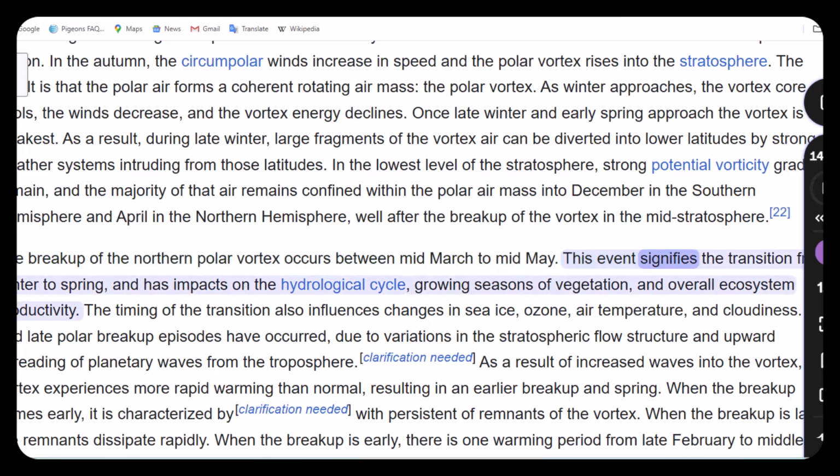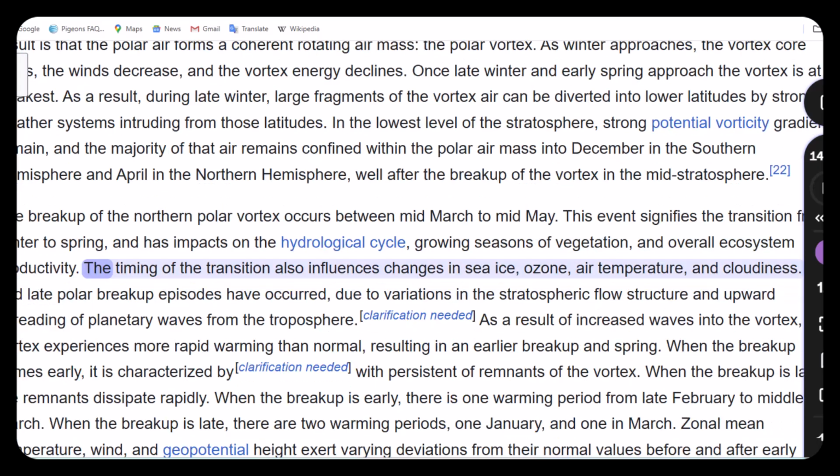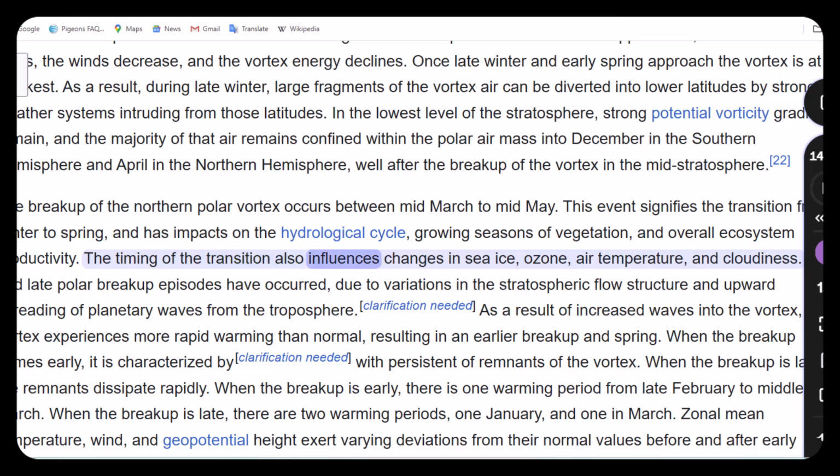This event signifies the transition from winter to spring and has impacts on the hydrological cycle, growing seasons of vegetation, and overall ecosystem productivity. The timing of the transition also influences changes in sea ice, ozone, air temperature, and cloudiness. Early and late polar breakup episodes have occurred due to variations in the stratospheric flow structure and upward spreading of planetary waves from the troposphere. As a result of increased waves into the vortex, it experiences more rapid warming than normal, resulting in an earlier breakup in spring.